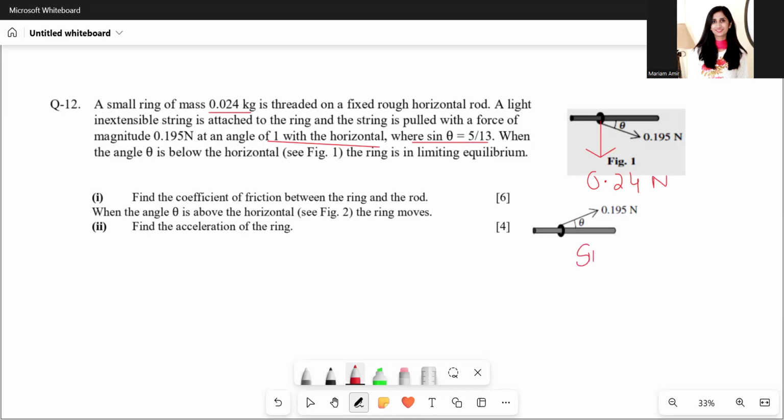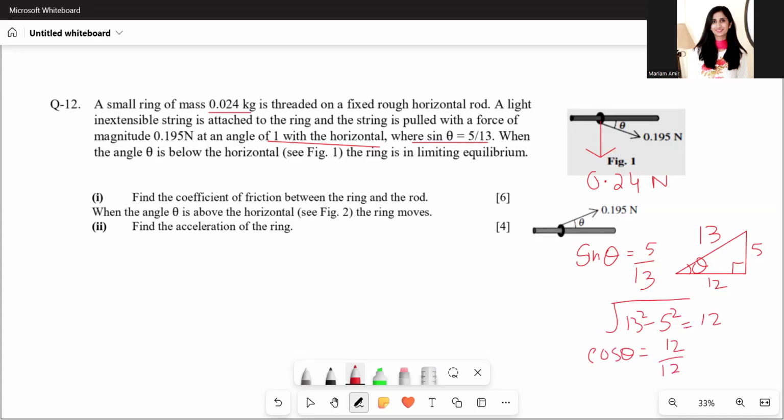If sine theta is equal to 5 by 13, then this should also give us the value of cos theta. We're going to make a right-angled triangle. This would be 5, this would be 13. Now we apply Pythagoras theorem here: 13 squared minus 5 squared gives us 12. So cos theta is equal to 12 over 13.